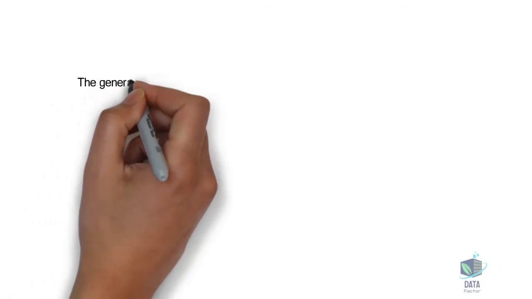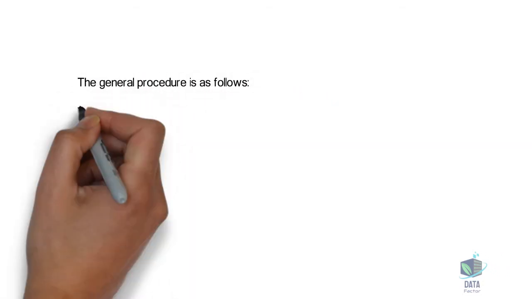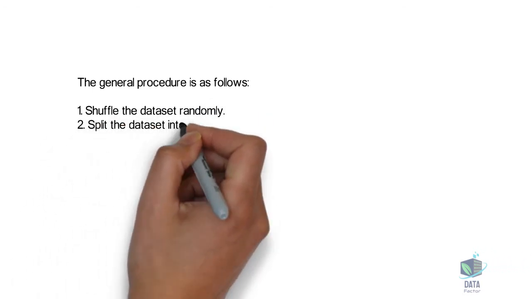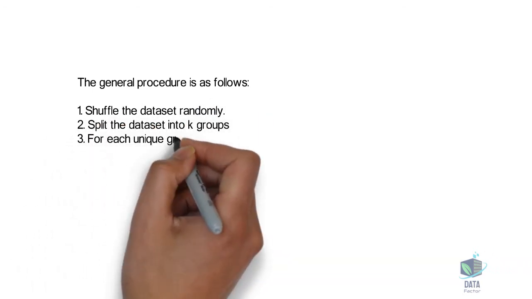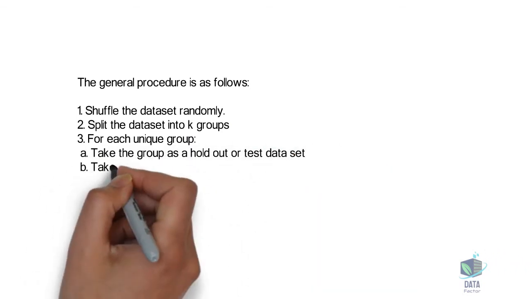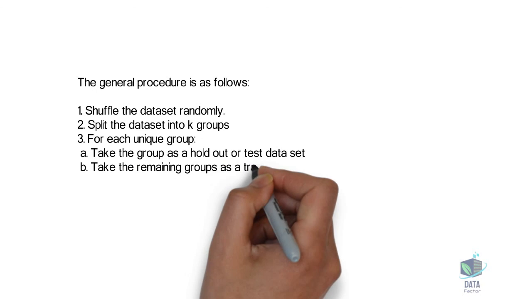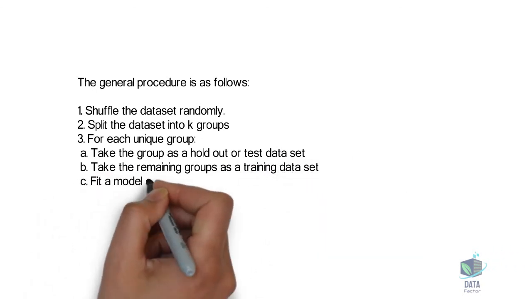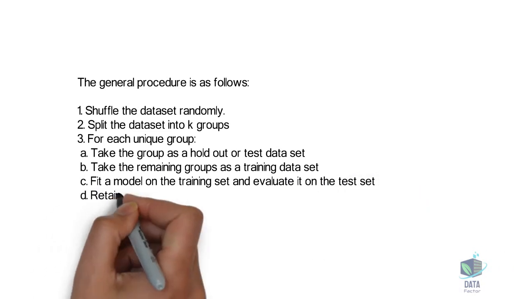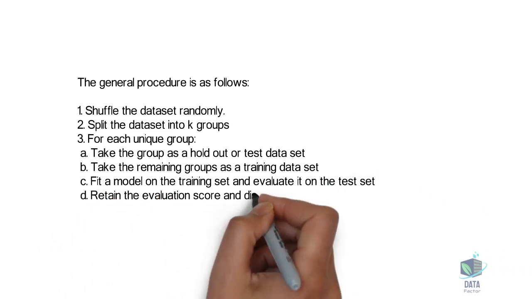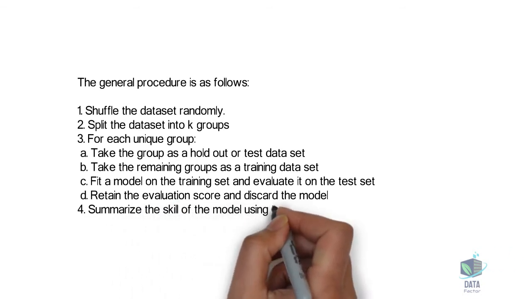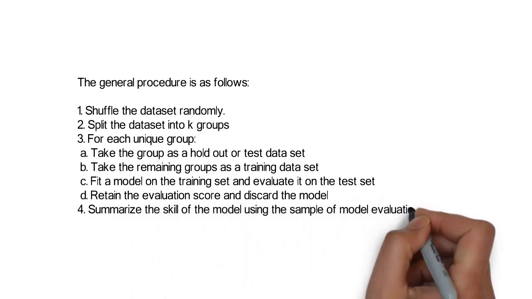The general procedure is as follows. 1. Shuffle the dataset randomly. 2. Split the dataset into K groups. 3. For each unique group: A, take the group as a holdout or test dataset. B, take the remaining groups as a training dataset. C, fit a model on the training set and evaluate it on the test set. D, retain the evaluation score and discard the model. 4. Summarize the skill of the model using the sample of model evaluation scores.